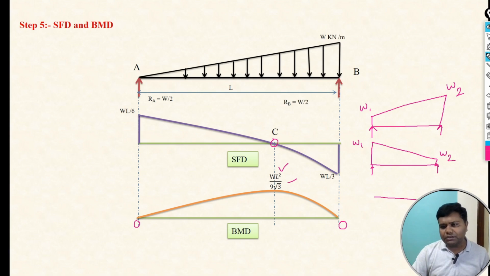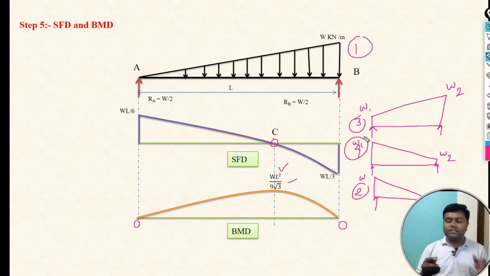And the fourth case is, at point A the magnitude is maximum and at point B it is 0, so it is W. So this is our first case. This we can say is the second case. Okay, then the third case and the fourth case. These are the possibilities of uniformly varying load.